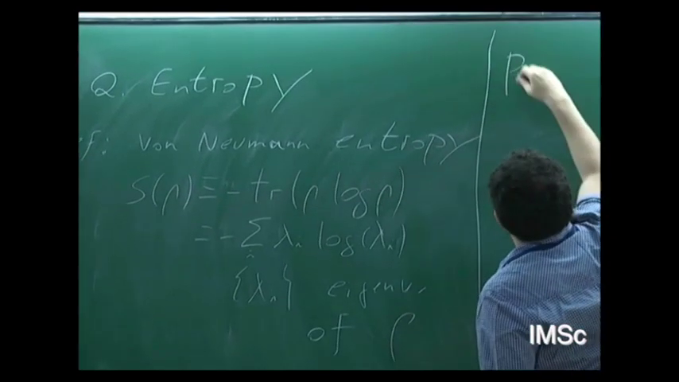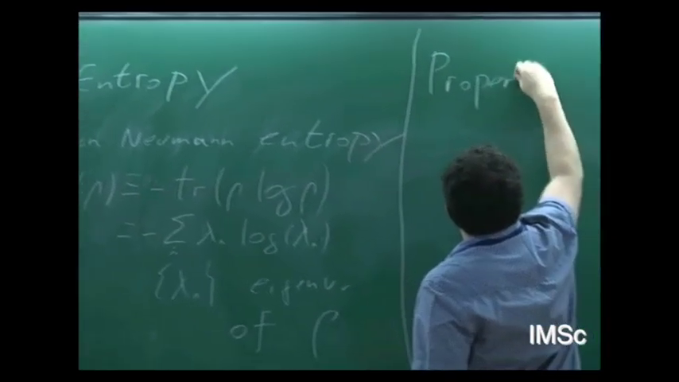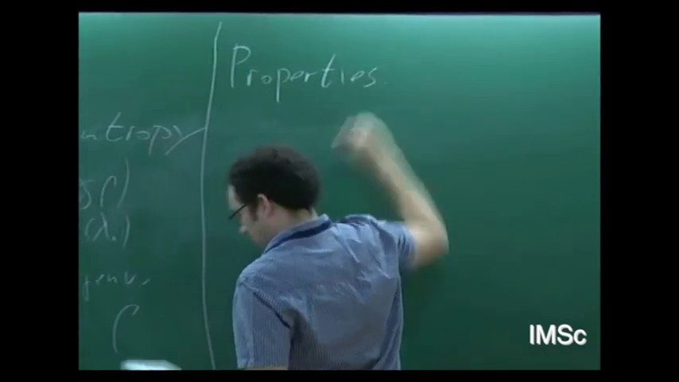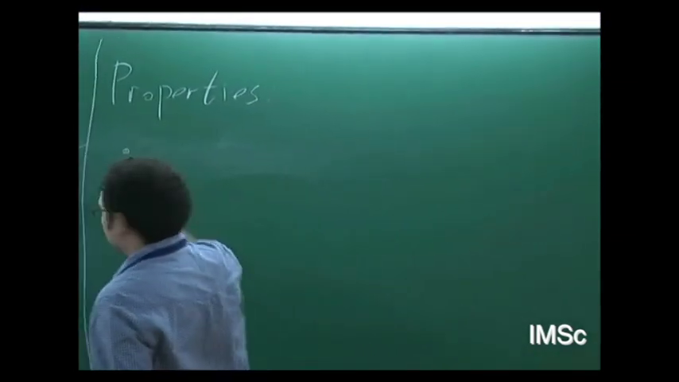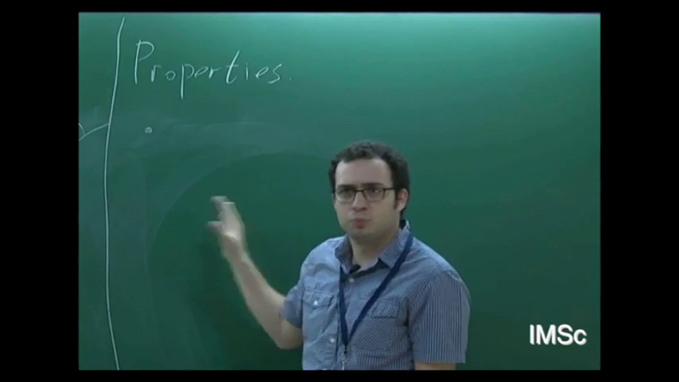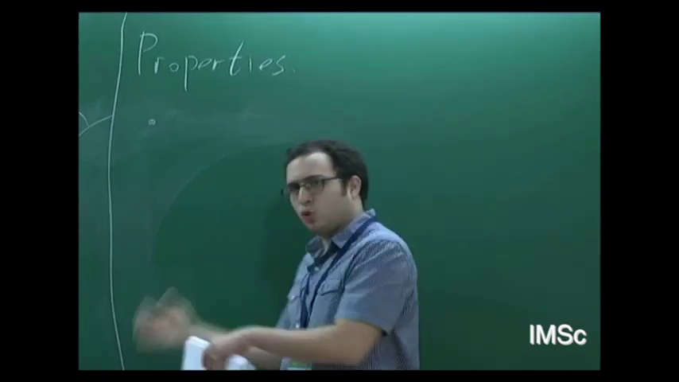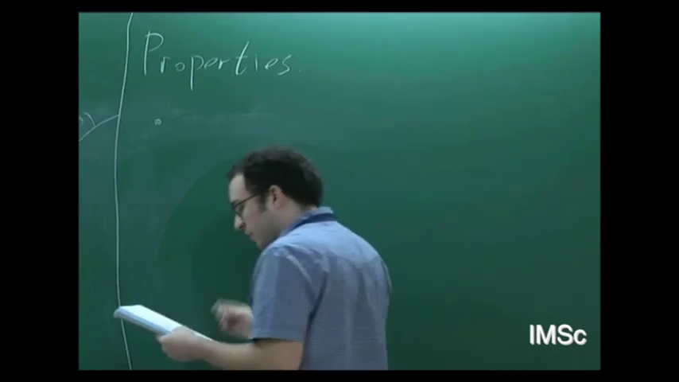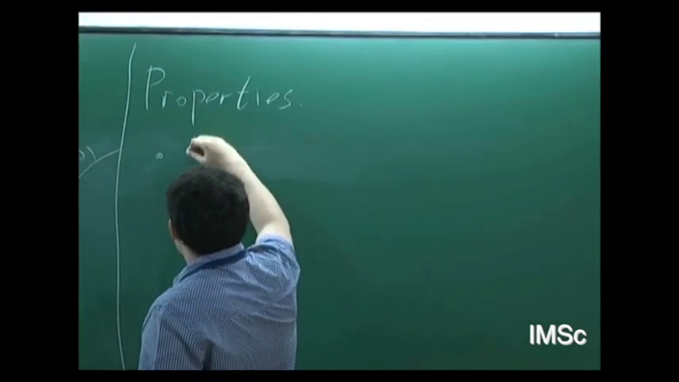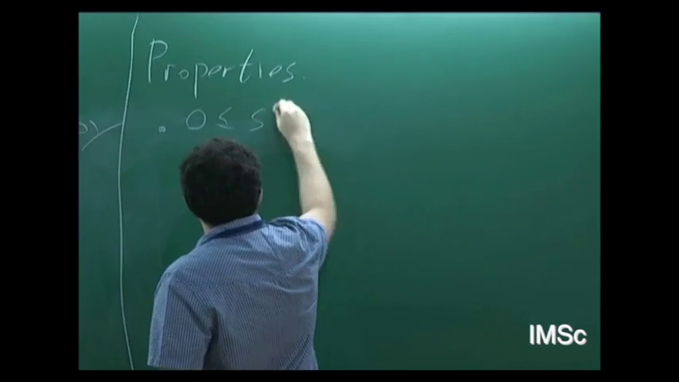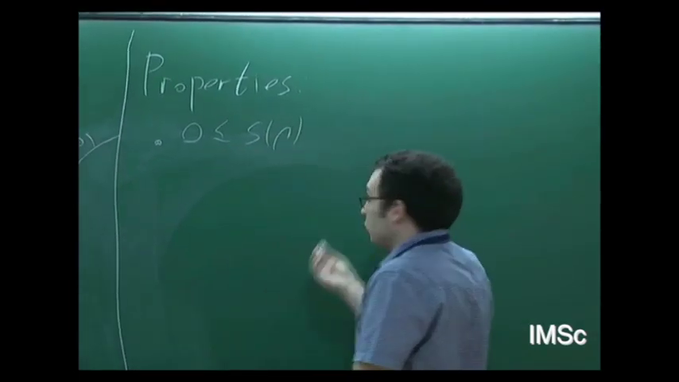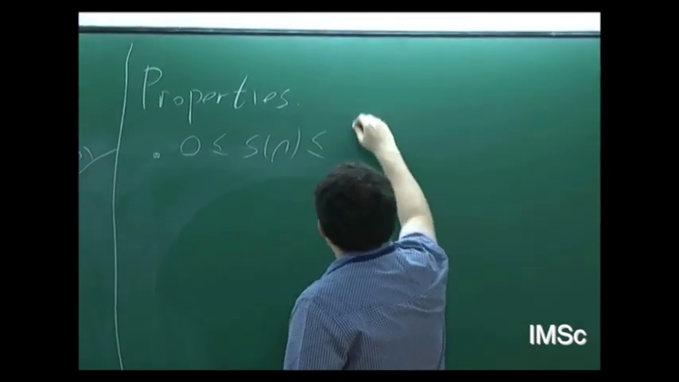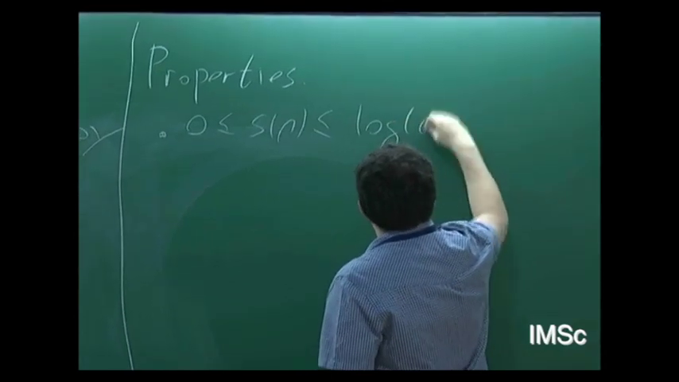So OK, what are these properties? I'll just state them. I won't prove them. In the tutorials, I would ask you to prove some of them. You will see that some of them are very easy, some of them are more complicated. So the entropy is always positive. That's a good thing. It has to quantify disorder. And it's always smaller than log the dimension of rho.